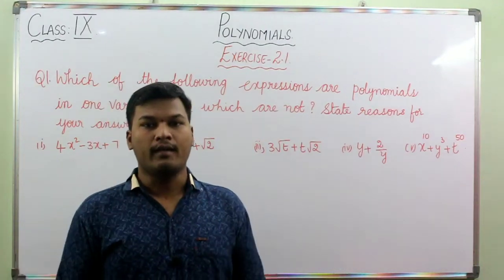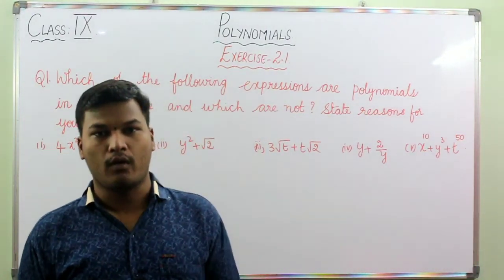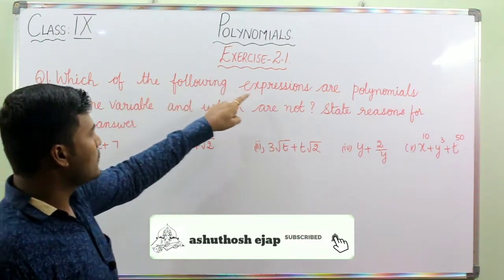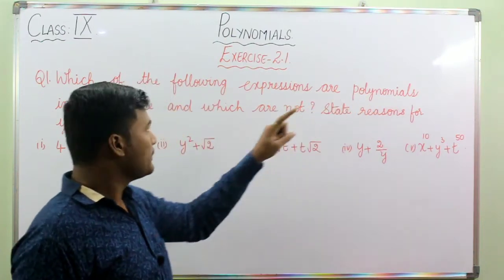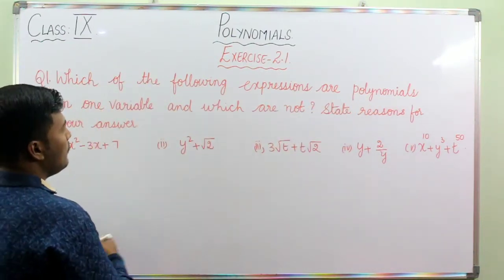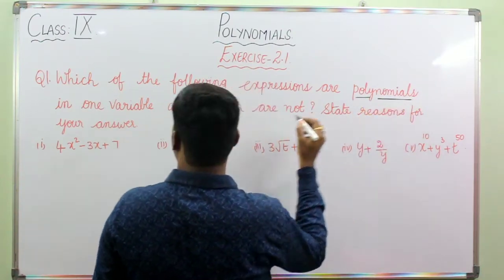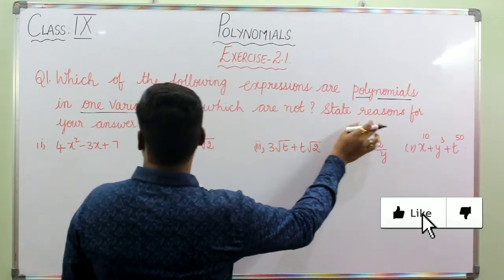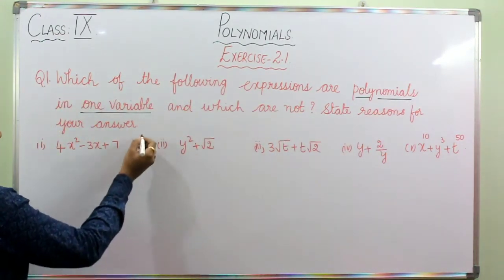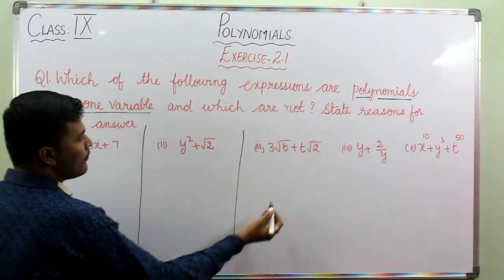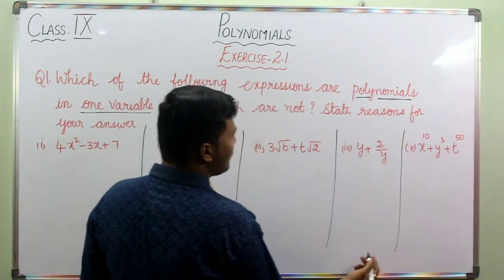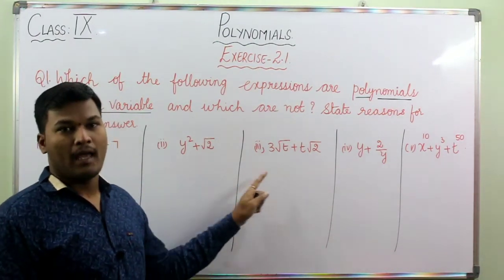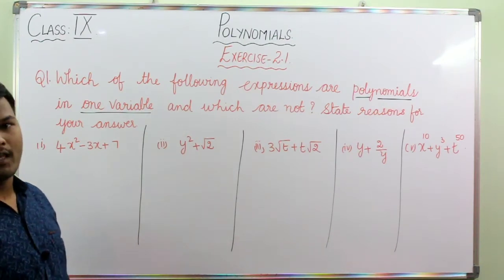Hello students, today let us start exercise 2.1 of polynomials. Which of the following expressions are polynomials in one variable and which are not? State reasons for your answer. So, we have to check whether the given 5 algebraic expressions are forming polynomials or not, and whether they are in one variable or not.